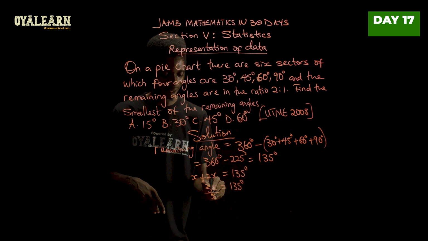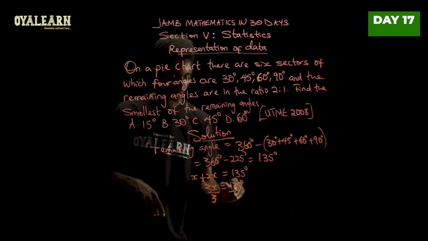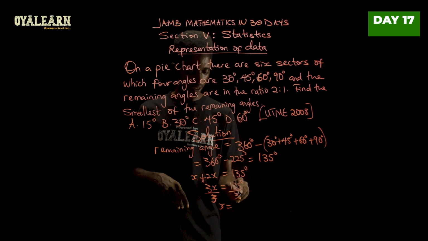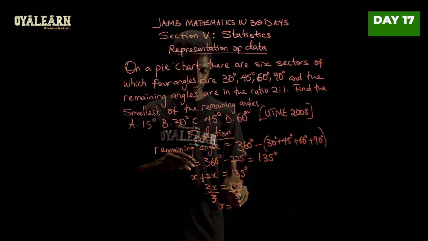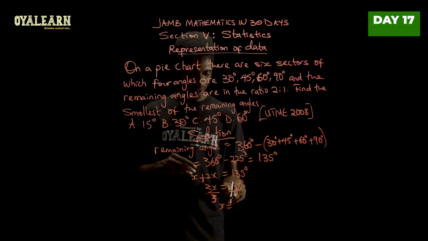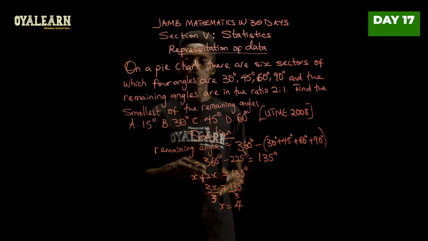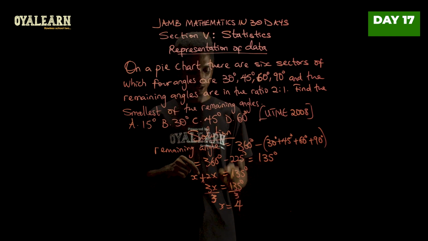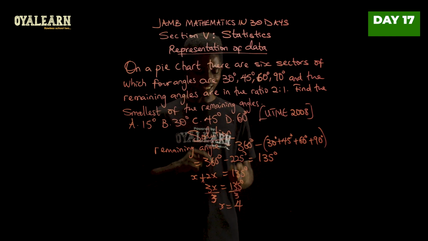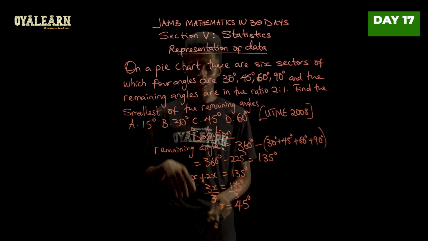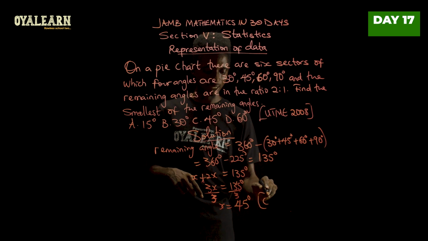Divide both sides by 3. And then the smallest angle x would then be, now 3 goes here once, in 13, that is 3 in 13. That is 4, yes, remainder 1, because 3 times 4 is 12. So remainder 1. 3 in 15 will give us 5. So we have 45 degrees. So the correct option here is C.